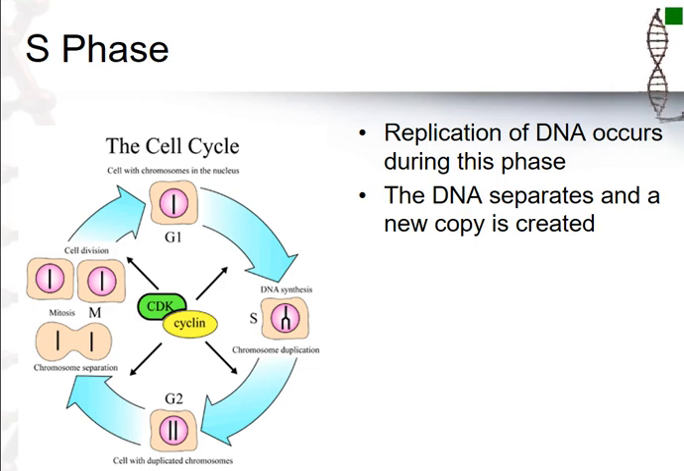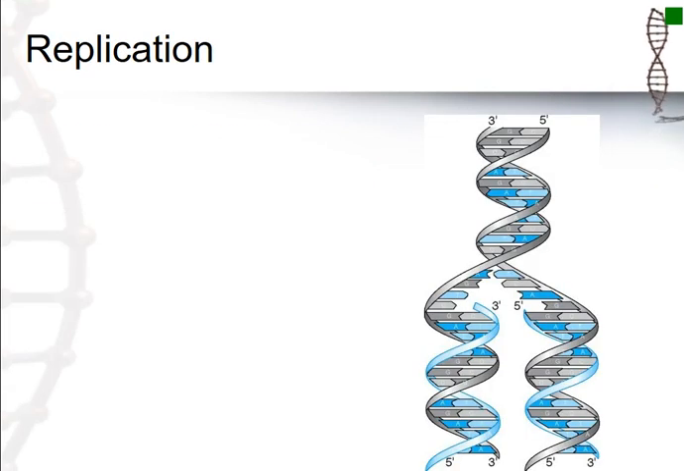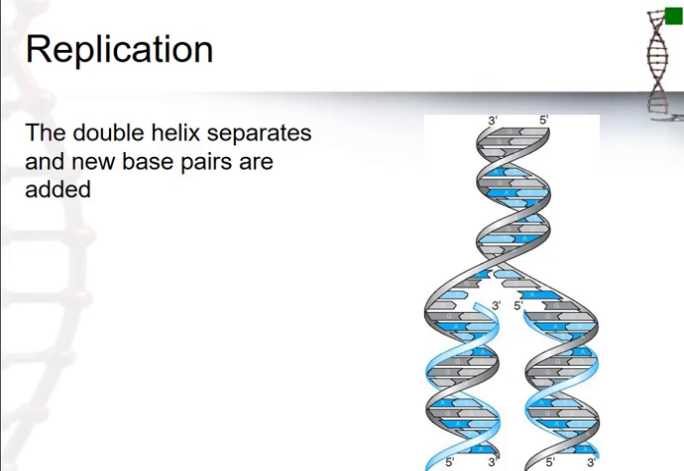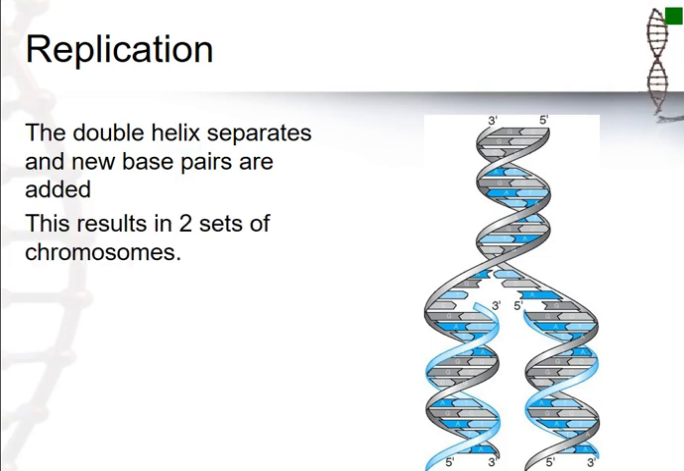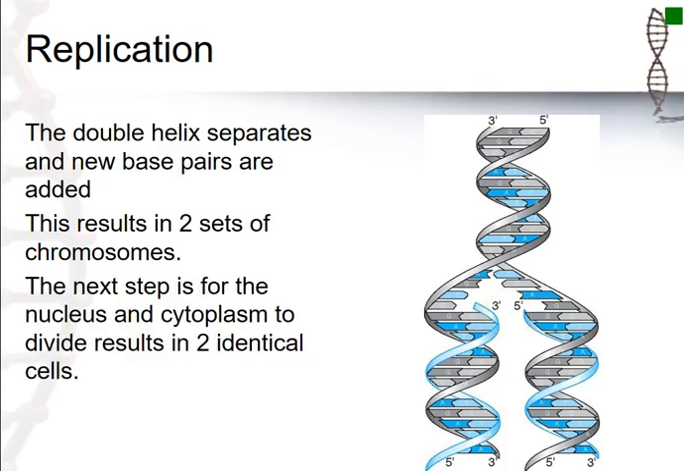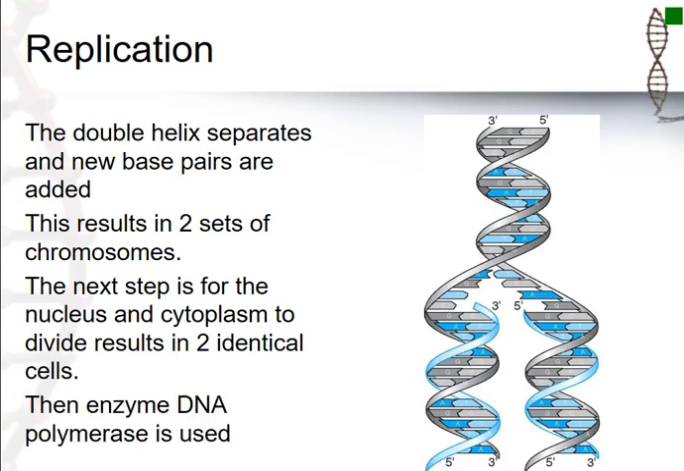Replication occurs during the S phase. This is when we copy our new DNA. And in replication, the double helix separates and new bases come in. So where it separates, if this is an A, a T comes in. If this is a G, a C comes in, and so on and so forth. And it results in 2 copies of the DNA. The enzyme used for this is DNA polymerase.